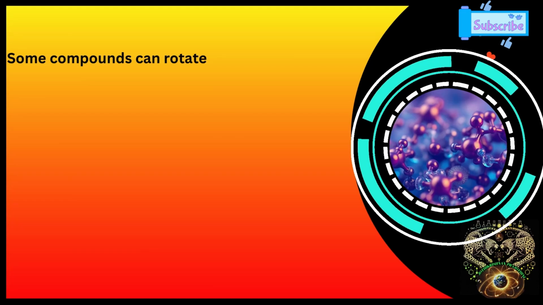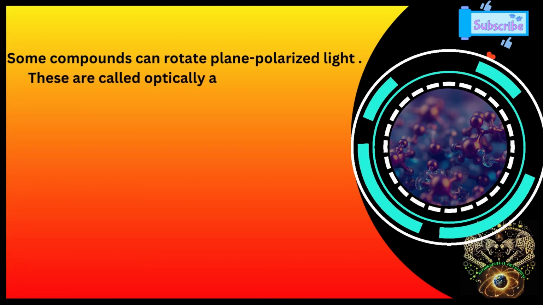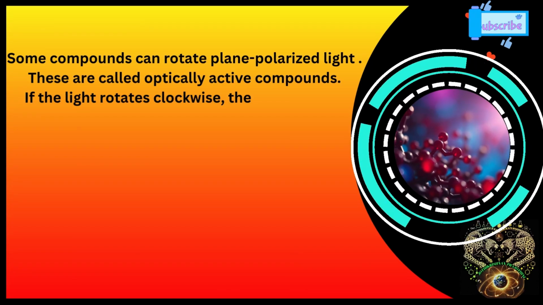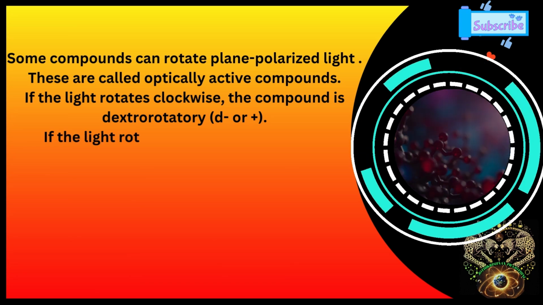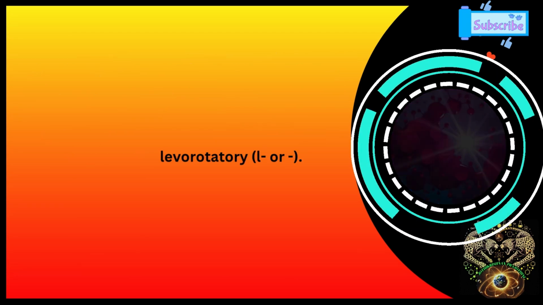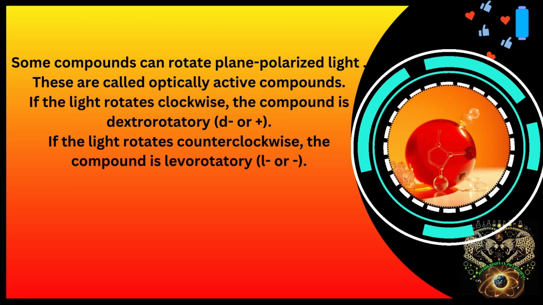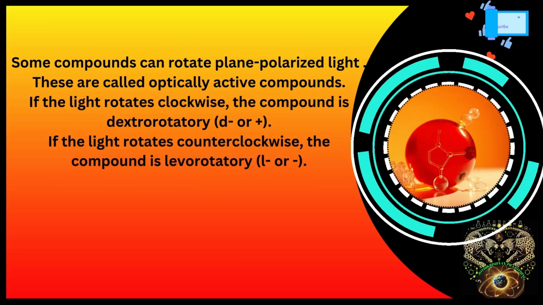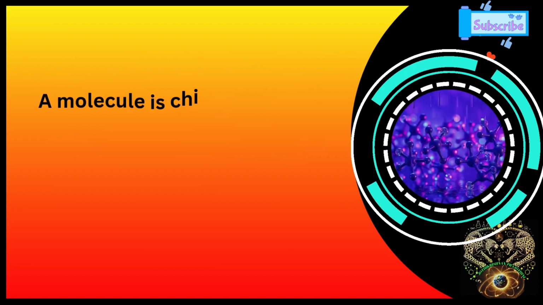Before knowing about the stereochemical aspect of this reaction, you need to know some basic terms. Some compounds can rotate plane polarized light. These are called optically active compounds. If the light rotates clockwise, the compound is dextrorotatory. If the light rotates anti-clockwise, the compound is levorotatory.